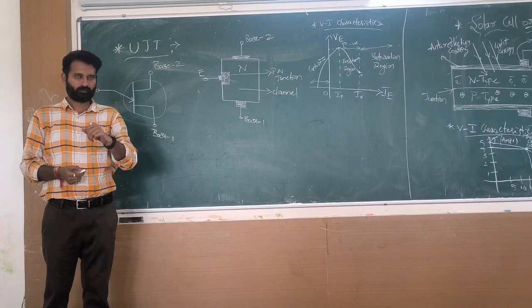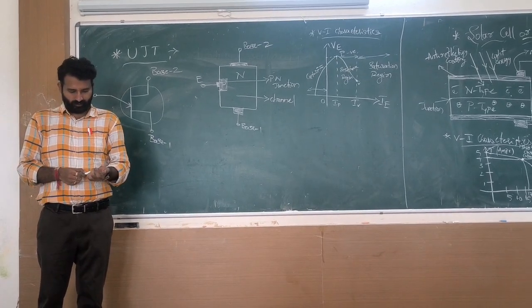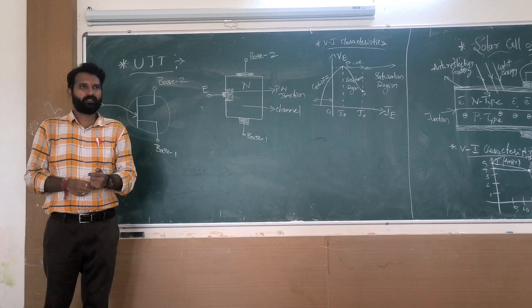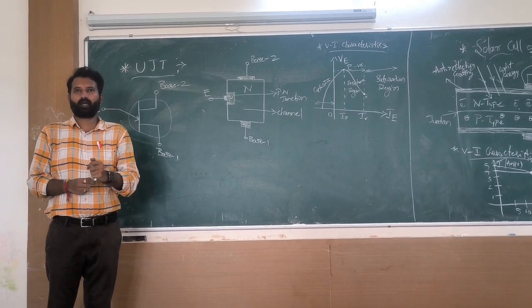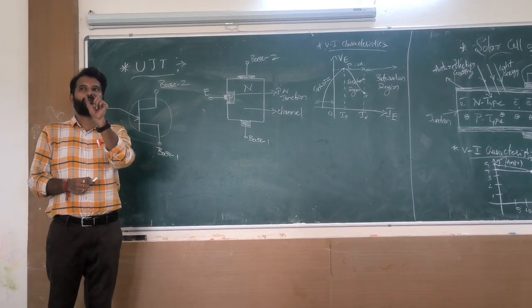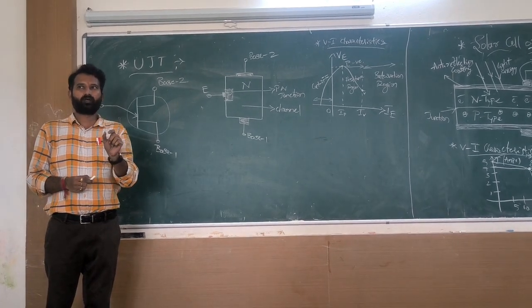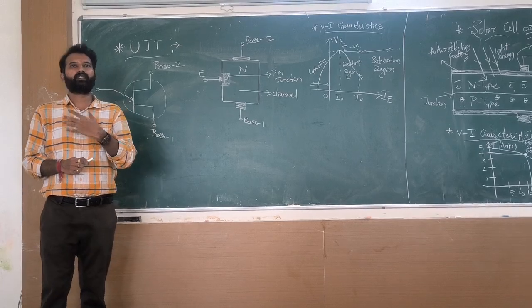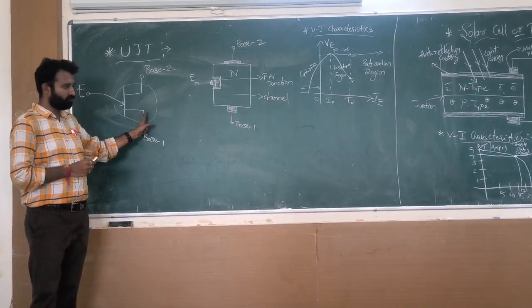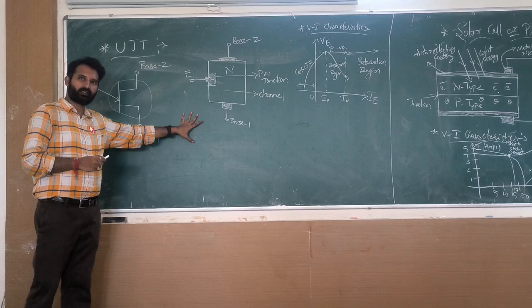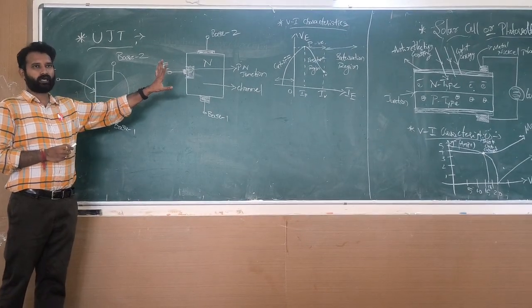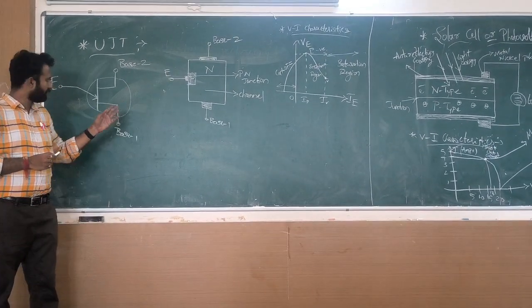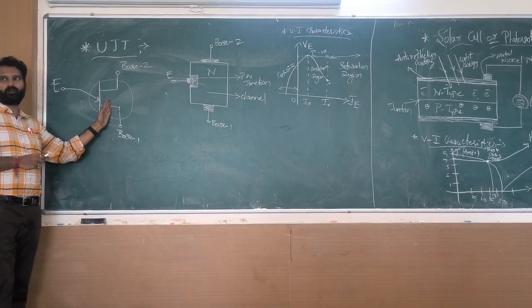Again, first, what do you mean by UJT? Let me give the full form: Unijunction Transistor. U for uni, J for junction, T for transistor. Let me give a definition for this first. This is the symbol, this is the construction, and that is the VI characteristics. Let me give a definition based on this symbol only.